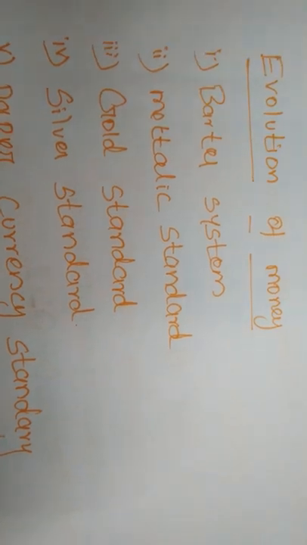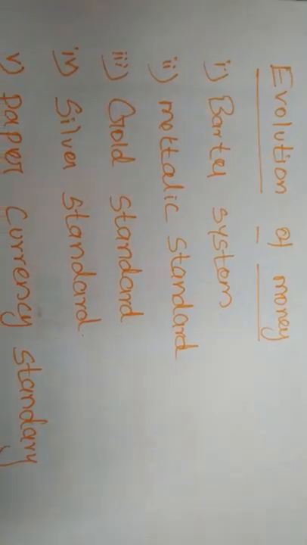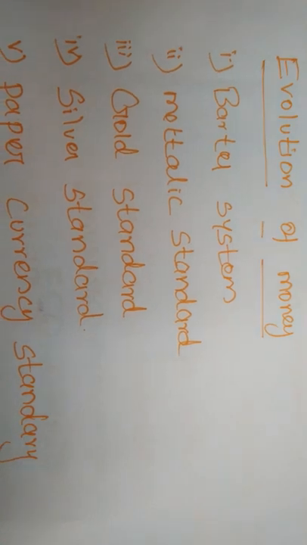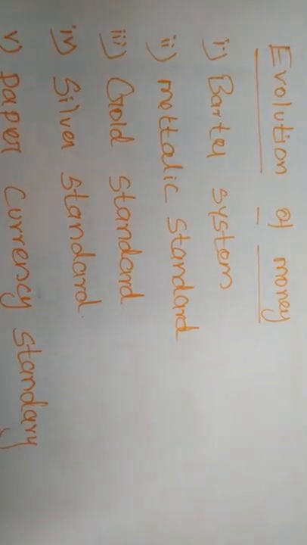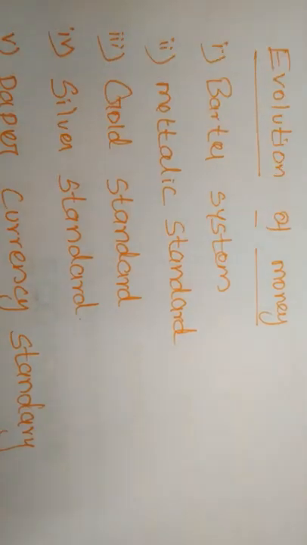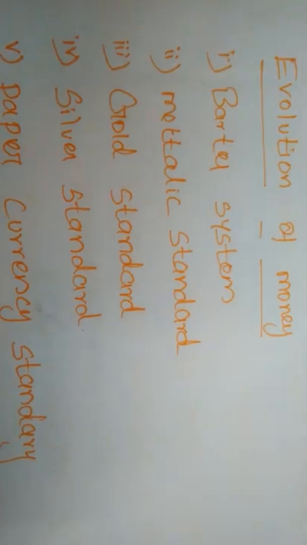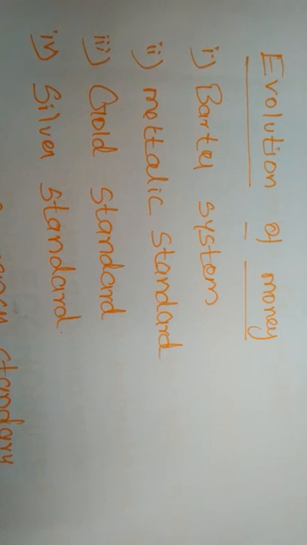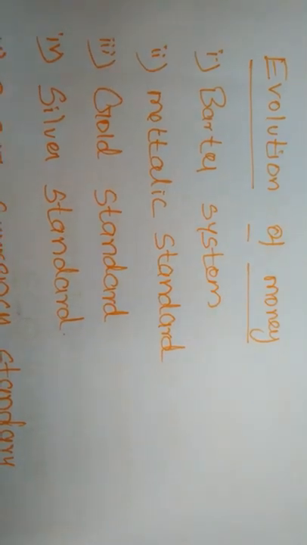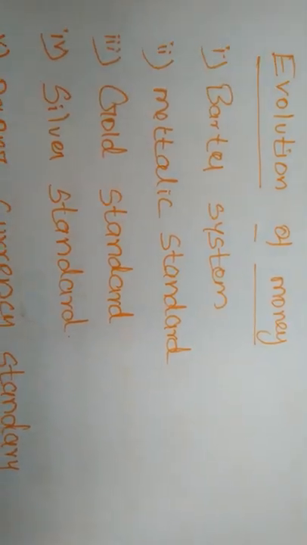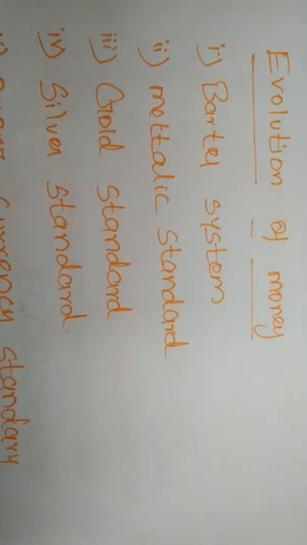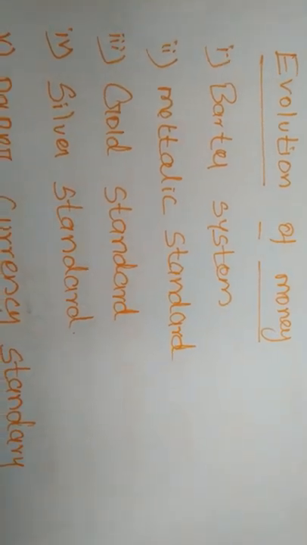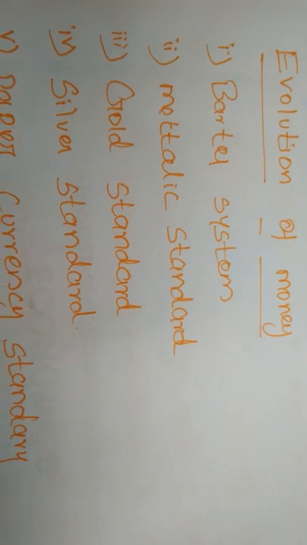How did market activity happen? It was on the basis of the barter system. Barter system means goods were exchanged only for other goods. That's called the barter system, right? So if any person wanted to purchase a commodity, they had to go to the market, but there was no money.